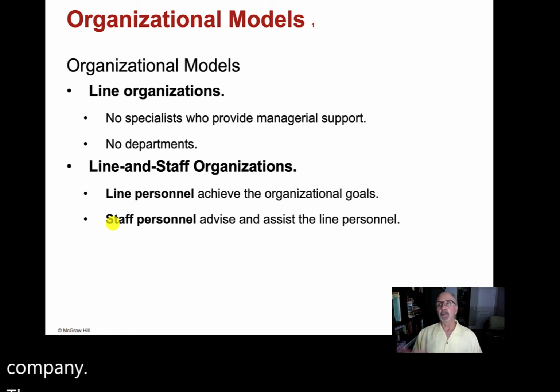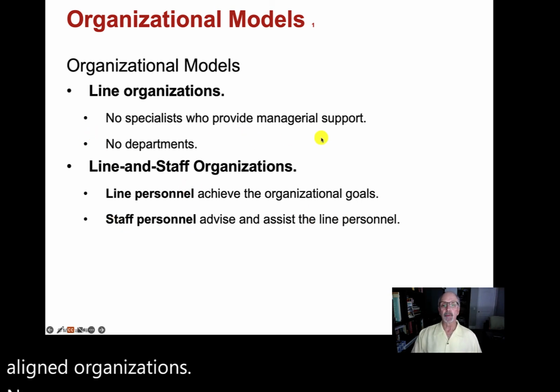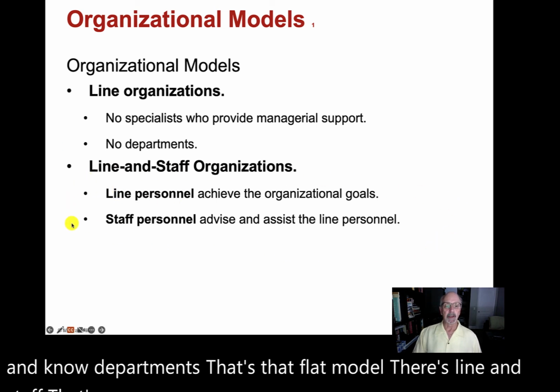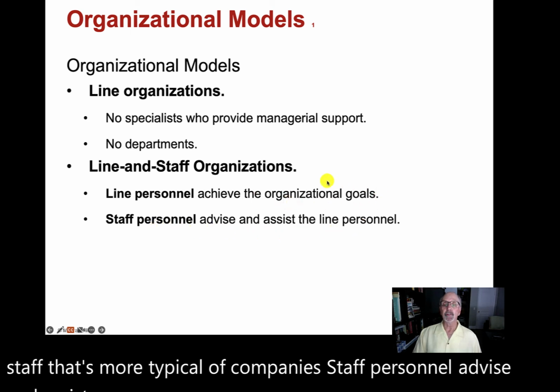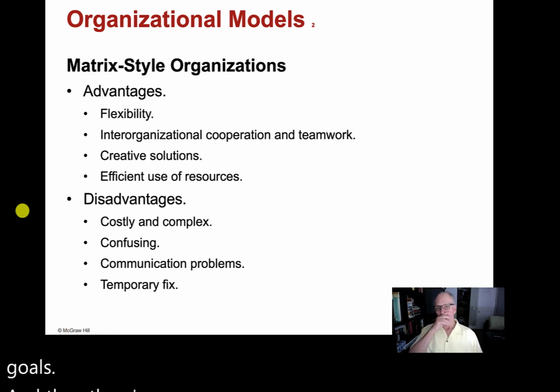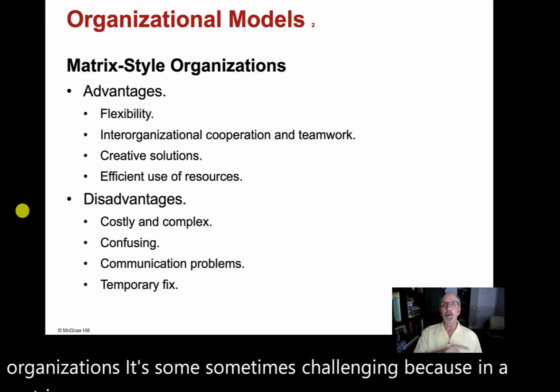There are different types of models for organizations. There are line organizations, with no specialists who provide managerial support, and no departments. That's that flat model. There's line and staff. That's more typical of companies. Staff personnel advise and assist the line personnel who achieve the organizational goals. And then there's a matrix. I've worked in matrix-style organizations. It's sometimes challenging because in a matrix organization, you're reporting to more than one person.